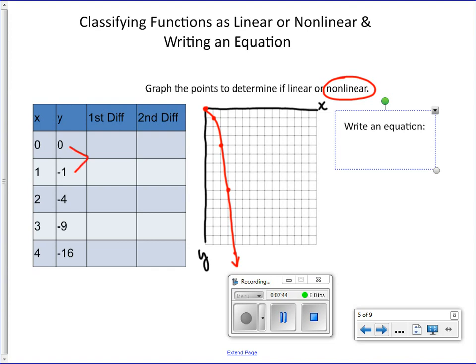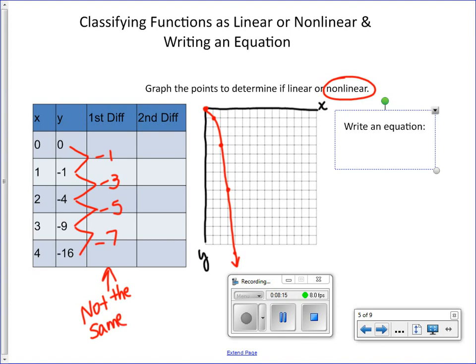To get from 0 to negative 1, you would subtract 1. To get from negative 1 to negative 4, you would subtract 3. To get from negative 4 to negative 9, you're subtracting 5. And to get from negative 9 to negative 16, you are subtracting 7. Notice these are not the same. So this right here tells us that it is not a linear function.